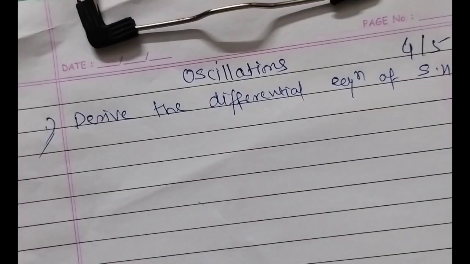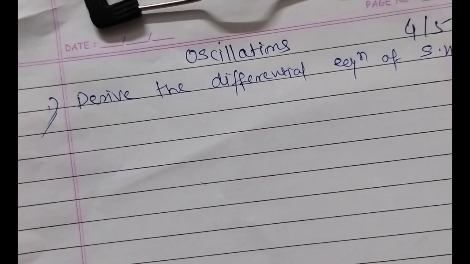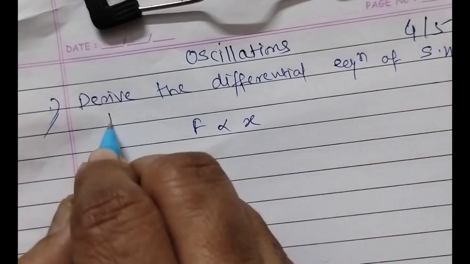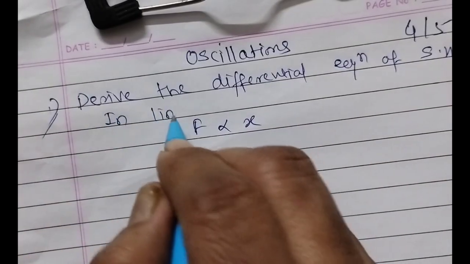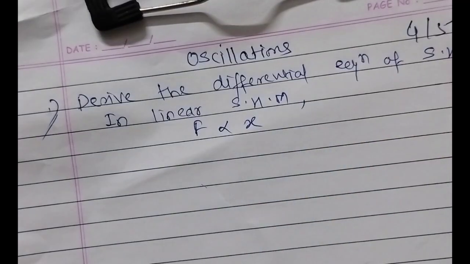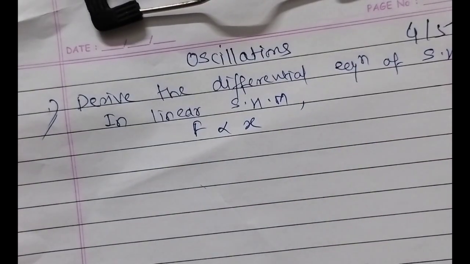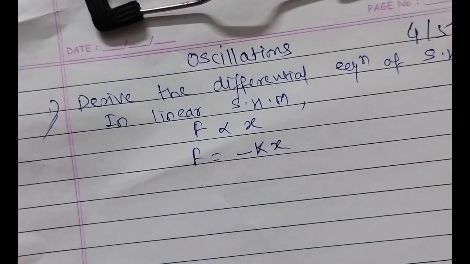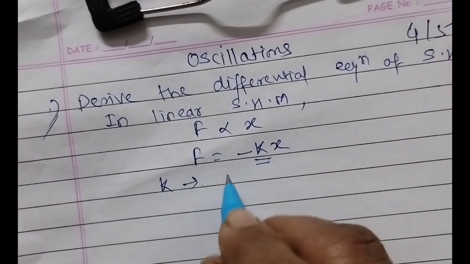Now from the definition of linear simple harmonic motion, force is directly proportional to the displacement. You have to write this in the derivation. As there is a proportionality, there should be a proportionality constant. So force will be equal to minus kx, where k is the constant of proportionality, which is also called the force constant.